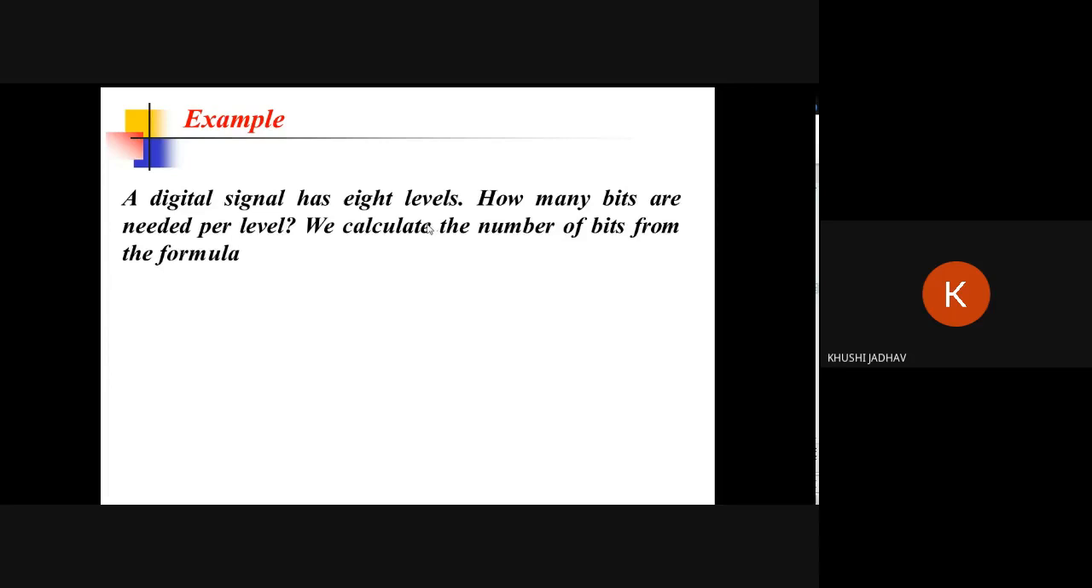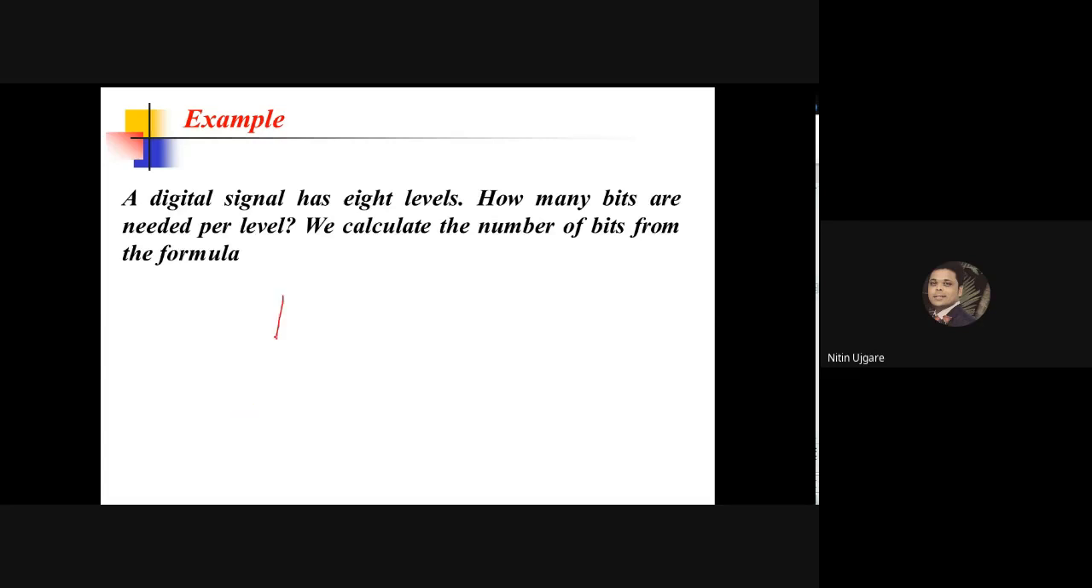4 bits. 4 bits. No, not 4 bits. Eight bits. No.